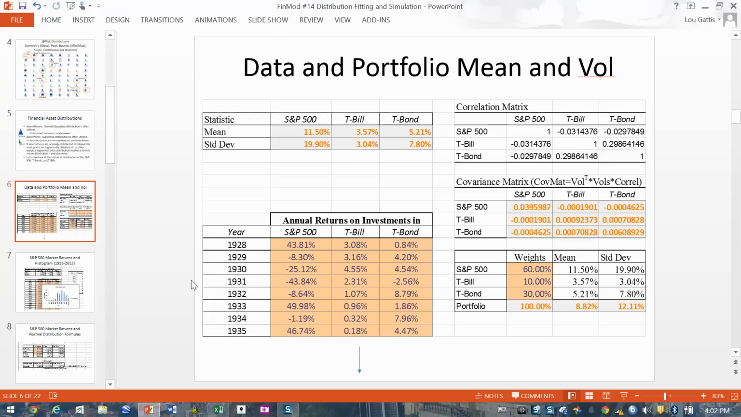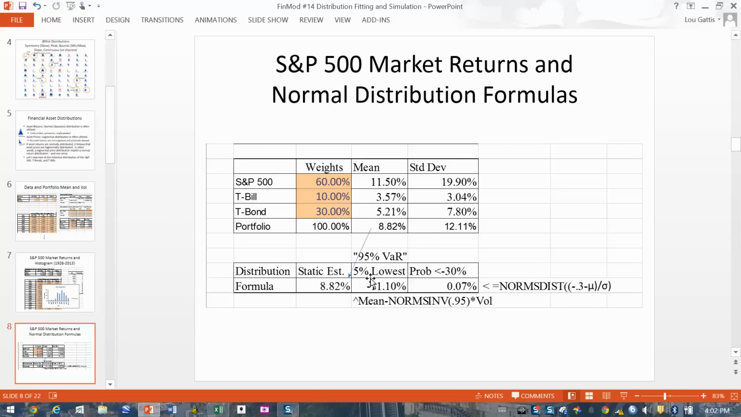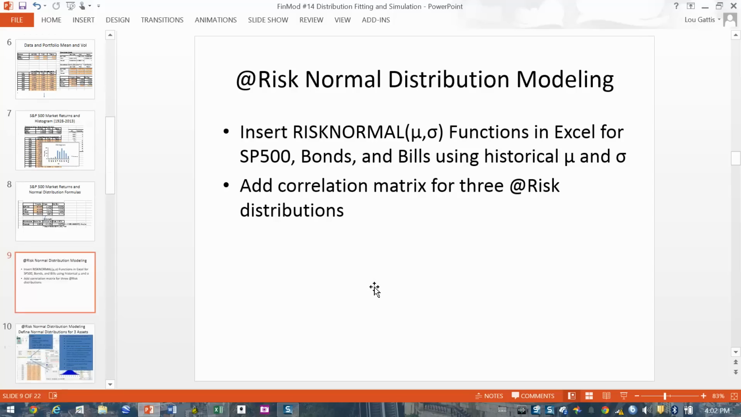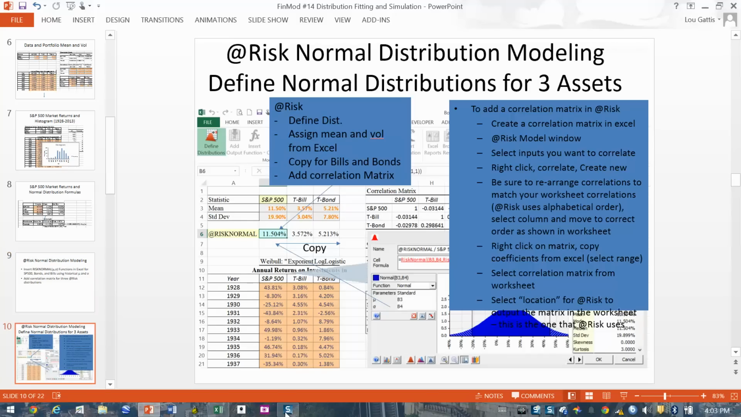Right, so far what we did is we took our portfolio of stocks, bills, and bonds and modeled it using normal distributions and made some statements about the probability of losing 30% and the 5% lowest return. Now I'm going to use @Risk to calculate similar values.